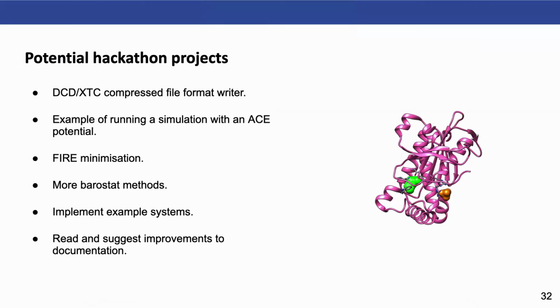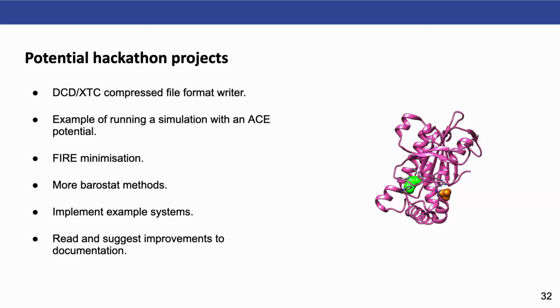We don't currently write out compressed file formats, so you can write out PDB files, but really if you want to be running longer simulations, you need to output binary formats. So we can use Chemfiles to do that. So that's mainly a wrapper thing. Basically, the code already exists, we just need to wrap it. There are actually examples of running simulations with machine-learned potentials. I think Timu has one, but we can do more on that. We can implement more simulators like FIRE minimization, more barostats.